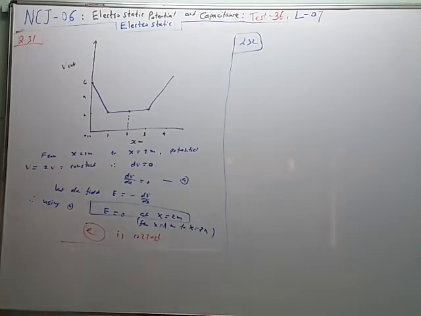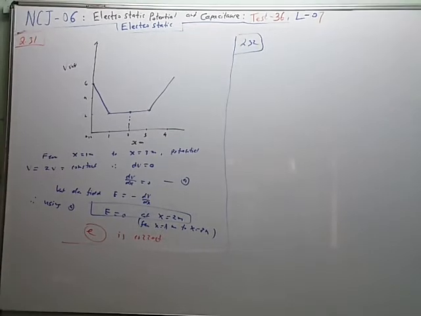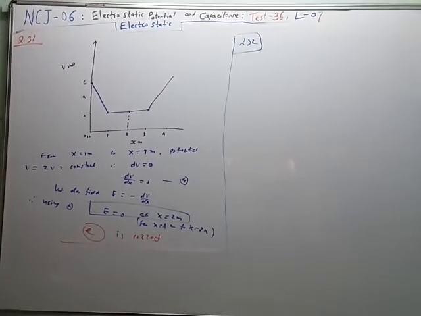Next, 32. Next question 32. Again it is related with the Gauss's theorem. The number of electric lines of force from 0.5 coulomb positive charge in a dielectric medium of constant 10 is, so Q is given, K is given, and we have to find phi. Number of electric lines of forces means phi.